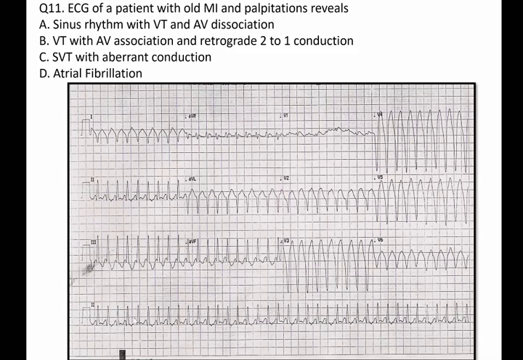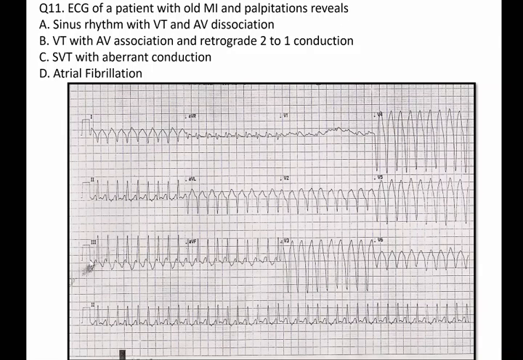So every alternate QRS is followed by a small narrow inverted deflection in leads 2, 3 and aVF, which are retrograde P waves. So this is ventricular tachycardia, which is conducting in a 2 to 1 fashion to the atria. And so this is VT with AV association and retrograde 2 to 1 conduction. Now remember, the atrial activation is not through the sinus node here. The atrial activation is also being maintained through the ventricular tachycardia focus, which is conducting retrogradely in a 2-to-1 fashion.